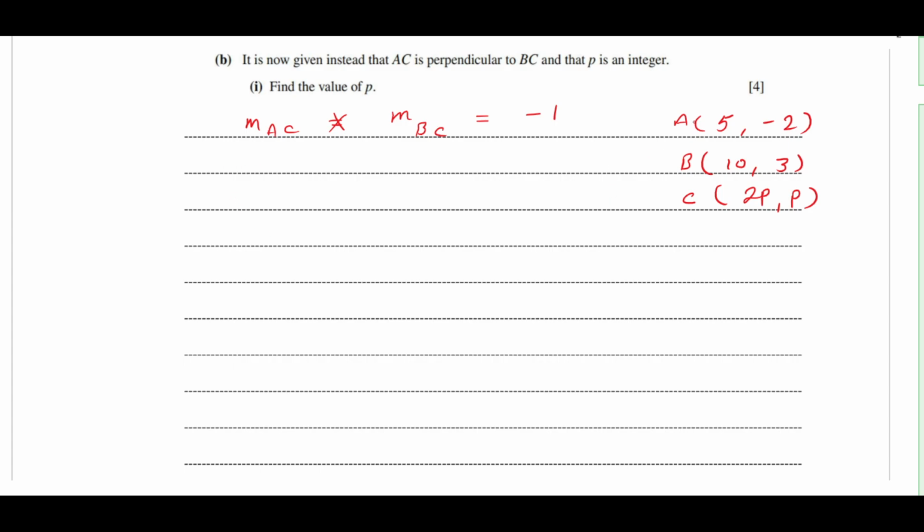So therefore gradient of AC is what? It is p plus 2 divided by 2p minus 5, times gradient of BC. Gradient of BC is what? p minus 3 divided by 2p minus 10. And this is given equal to minus 1.